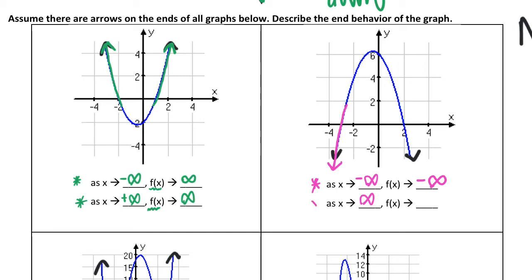On the other hand, for our second sentence, for the right end behavior, as x gets larger and larger, that's the right side of the graph. As the x values get larger and larger, where are our y values going now? They're continuing to go down. So we would say f of x, same as y, approaches negative infinity.